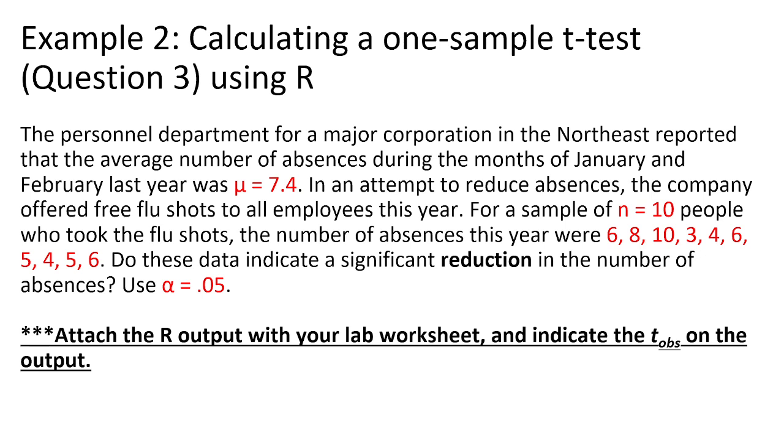So that's the population mean. In an attempt to reduce absences, the company offered free flu shots to all employees this year. For a sample of 10 people, so our N is 10, who took the flu shots, the number of absences this year were that set of numbers. And then the question is asking us, do these data indicate a significant reduction in the number of absences? So obviously that language is going to tell you something about the direction of the relationship that we're looking into. And then our alpha is going to be 0.05.